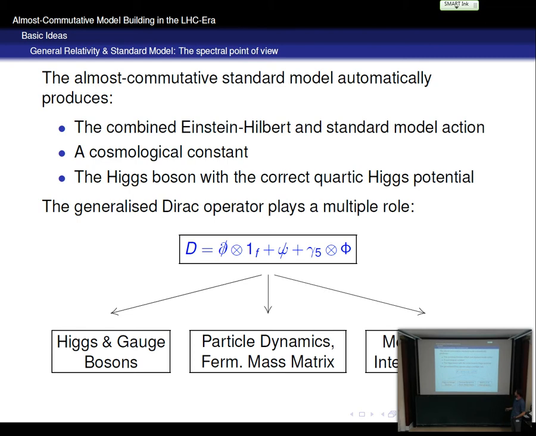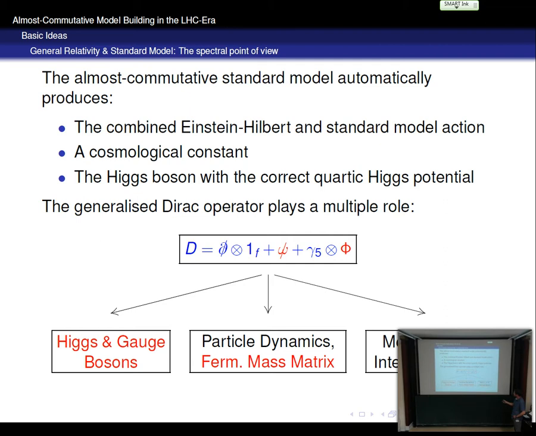So in this setting, we get quite a lot of stuff for free, especially the Higgs boson with the correct Mexican hat Higgs potential. So we have this symmetry breaking mechanism behind all that, which makes the whole thing work. Normally you have to put it in by hand, and here in this setting you get it almost for free. And the important bit is basically the Dirac operator, which contains here the gauge connection.